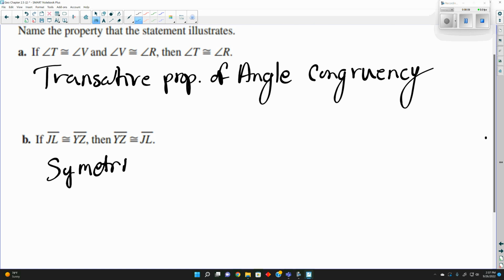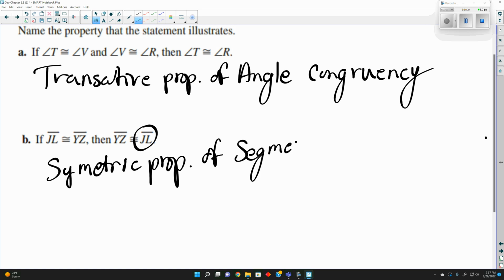Symmetric property of what? Because what are we dealing with? What is this? Segment congruence. So we can say congruence or congruency, but we're talking about segments. So we want to specify that we're talking about line segments.